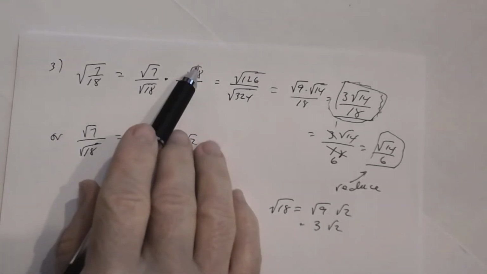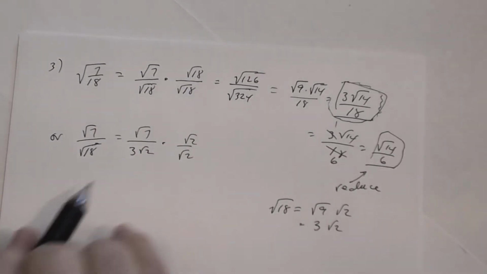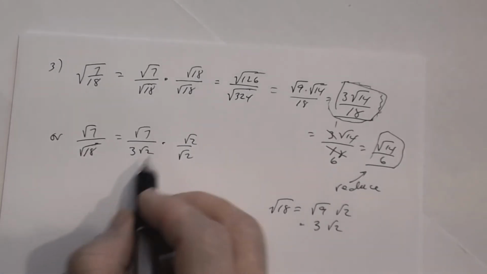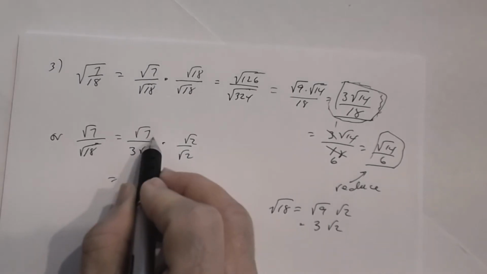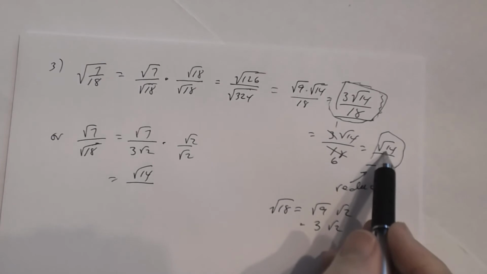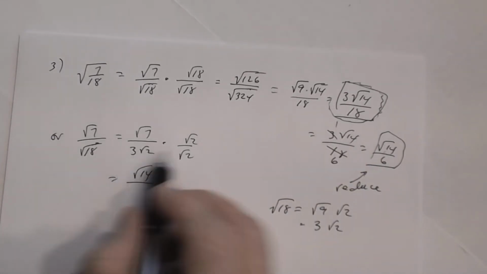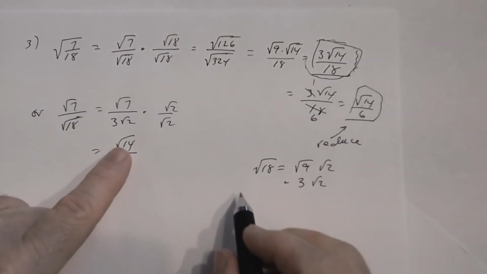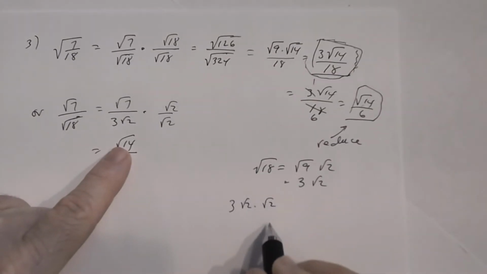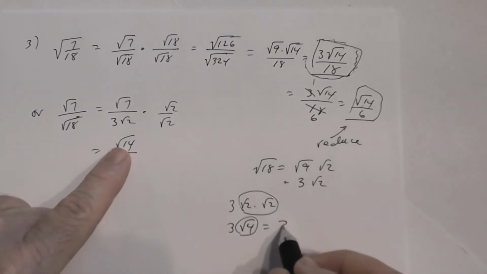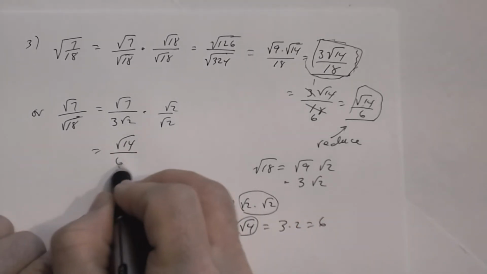Over here, I multiplied both numerator and denominator by the square root of 18. Here I'm going to multiply by the square root of 2, and notice what happens. Using the product rule, the square root of 7 times the square root of 2 is the square root of 14. Isn't that what you got here? And then in the denominator, you have 3 square root of 2 times square root of 2. Using the product rule, this is 3 square root of 4. And the square root of 4 is 2, so that's 3 times 2, which is 6. And that's what you get.